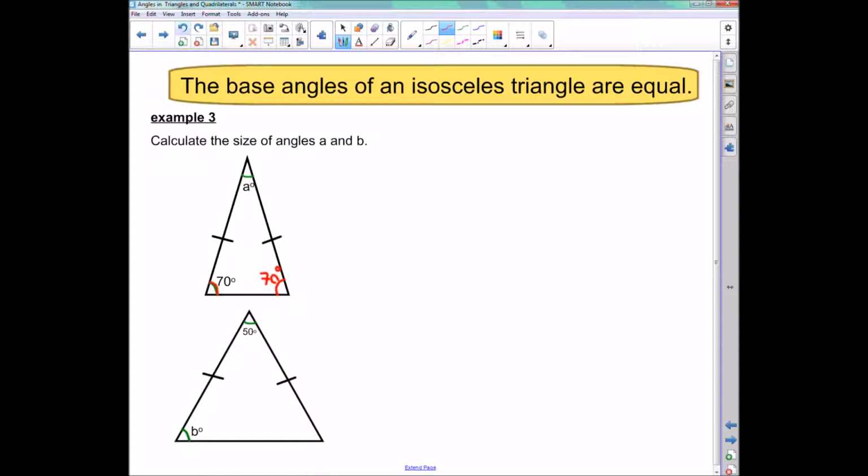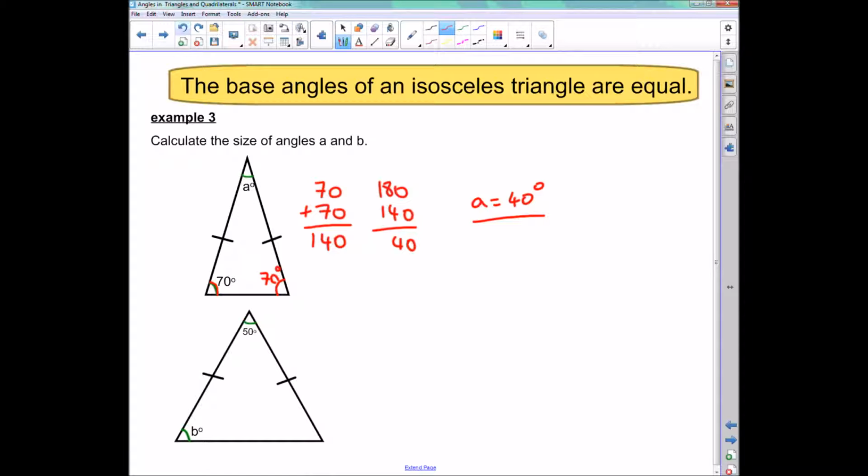So now that I've marked on this missing angle 70, I'm going to treat it just like a normal triangle question. I'm going to add the two 70s up, which gives me 140, and take it away from 180, which gives me an answer of 40. So A is 40 degrees.